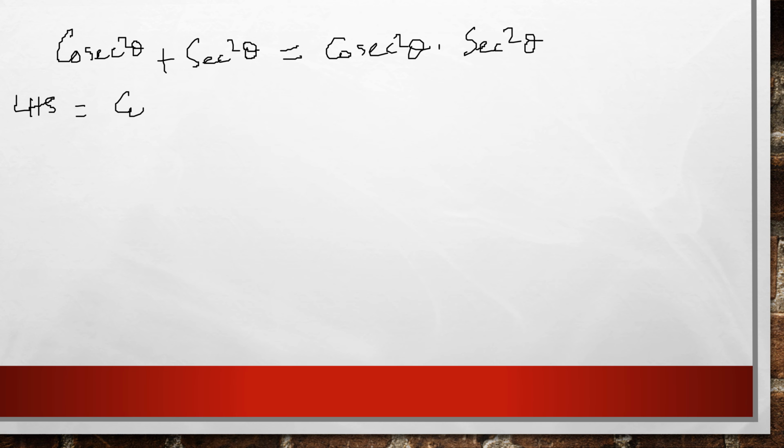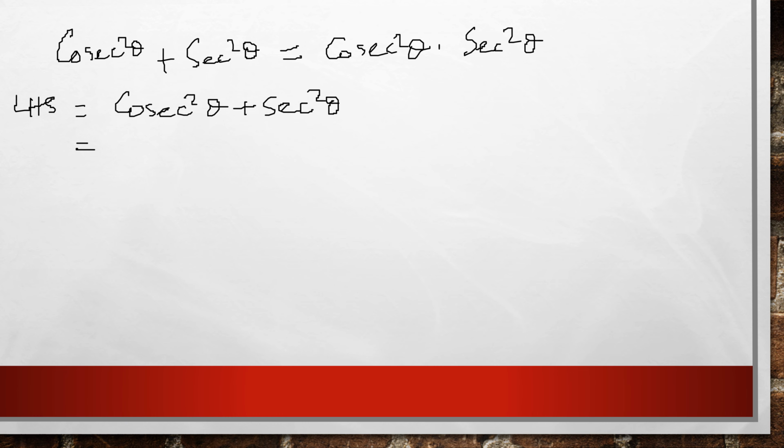theta plus sec square theta is equal to cosec square theta into sec square theta. So using identity, we should prove that cosec square plus sec square equal to cosec square into sec square. So let us take the left hand side. In the left hand side we have cosec square theta plus sec square theta, and right hand side is cosec square into sec square. So how can we change this cosec and sec?